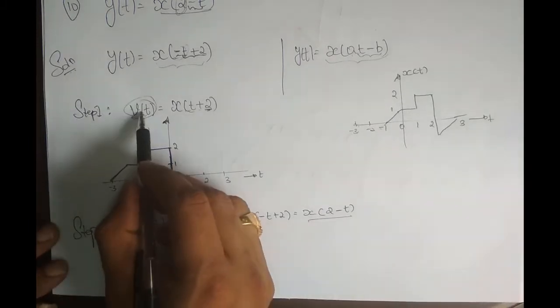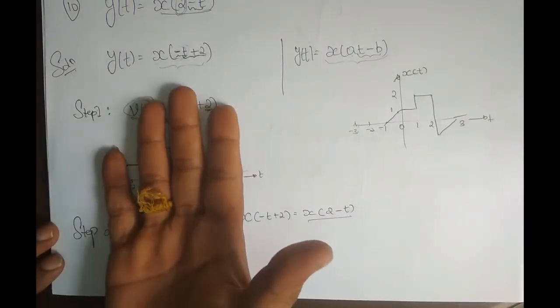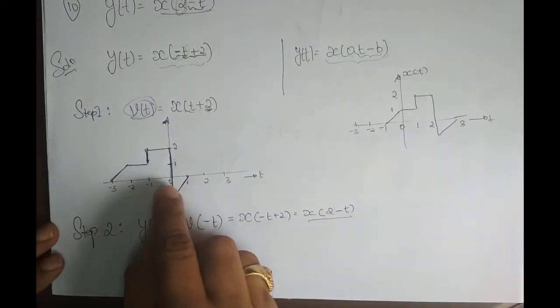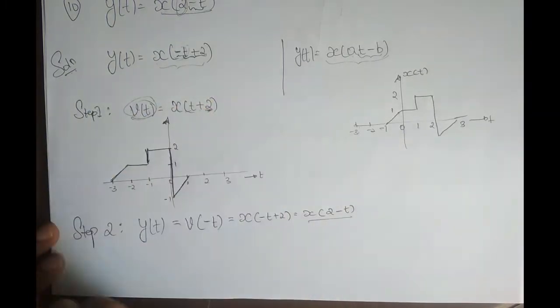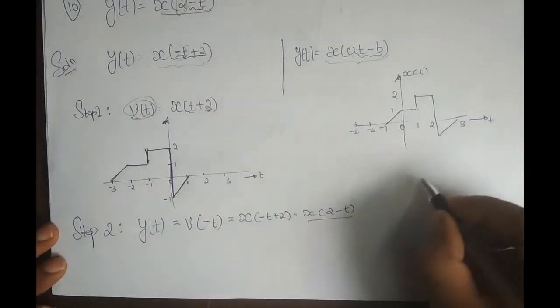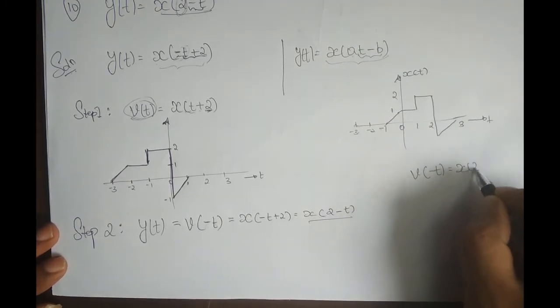So if you know v of t, which is this signal, how to get v of minus t? It is nothing but reflection, right? So all the amplitudes in the positive side of t go to negative, all the amplitudes in the negative side of t go to positive, right? So I will sketch it here. So v of minus t, which is equal to x of 2 minus t.